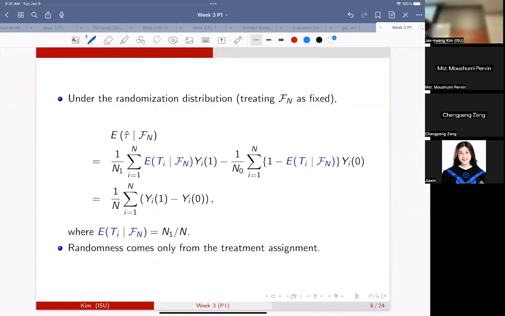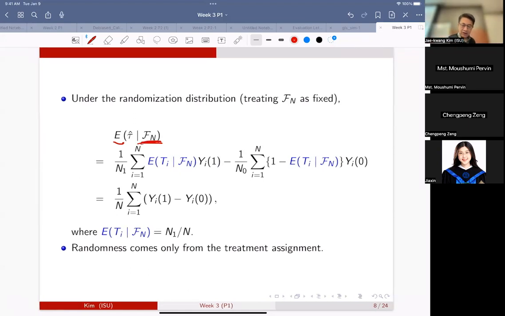So let's take a look at what it means exactly. The expectation is conditional on F. Conditional on F means the expectation we are referring to is only with respect to Ti, nothing else, right? Because once F is given, this is fixed. If you condition on F, there's no randomness in Y, and the only randomness is Ti.